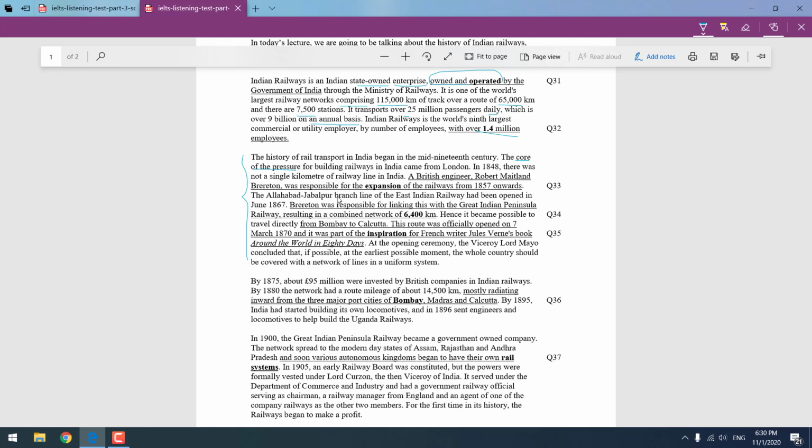Always read ahead. Always. By 1875, about 95 million pounds were invested by British companies in Indian railways. By 1880, the network had a route mileage of about 14,500 kilometers.